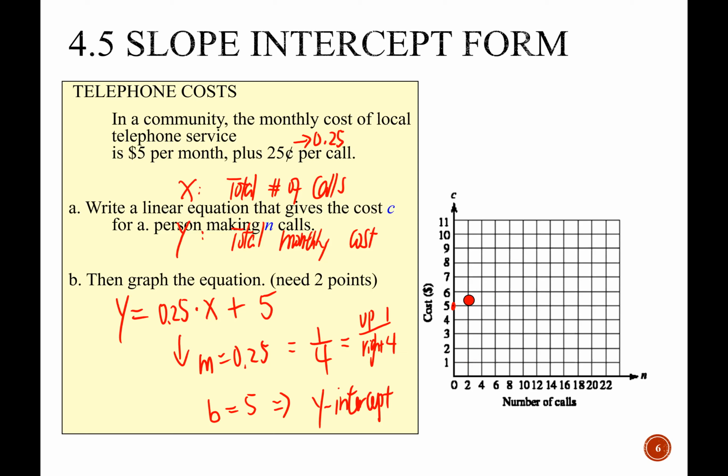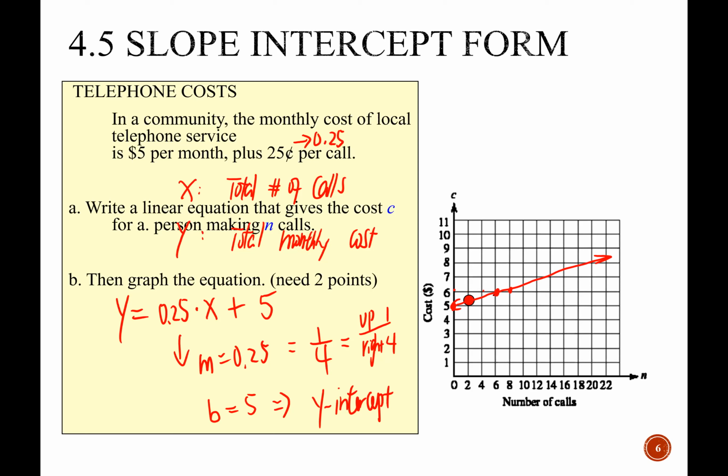So from here, go up 1 unit, go to the right 4 units: 1, 2, 3, 4. So now you get that. Based on these two points, you connect them, extend it, and you get a line. Okay, that's how you get a line.